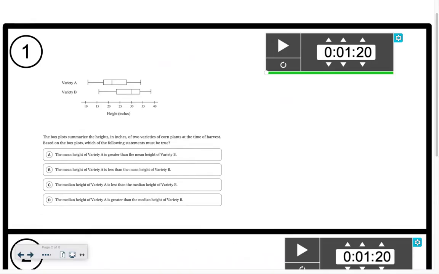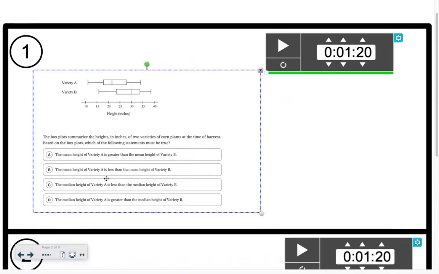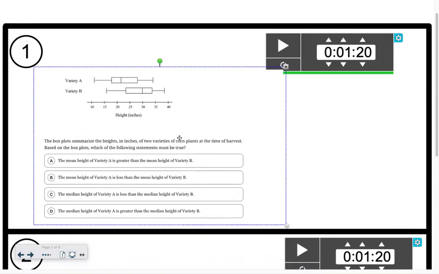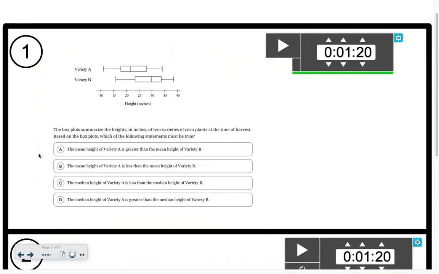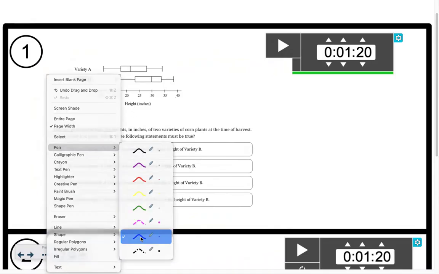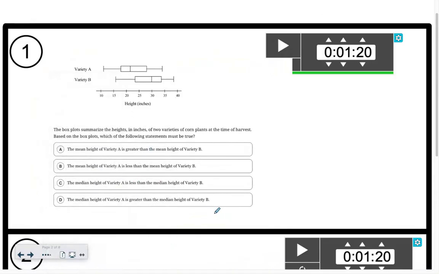All right, so in number one, make this a little bigger. Okay, so we're going to focus on one variable statistics tonight, and here we've got a couple of box plots, and it says what must be true.